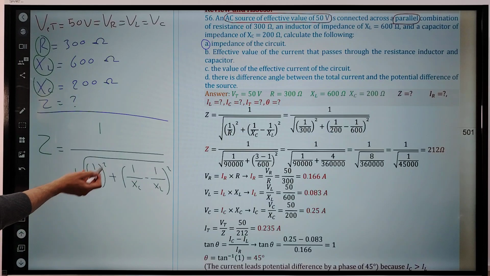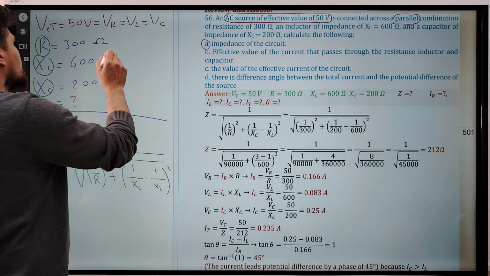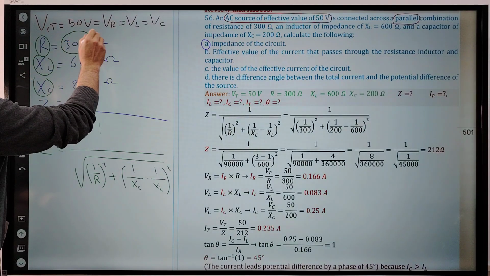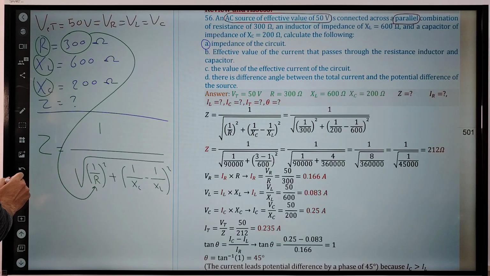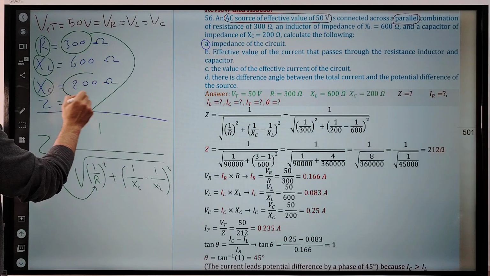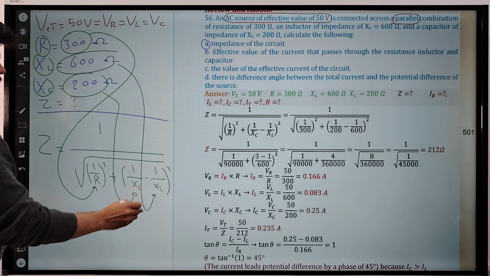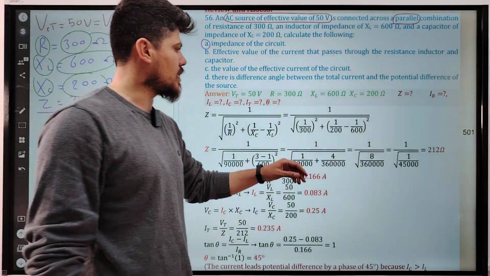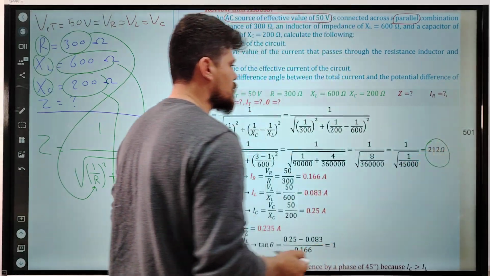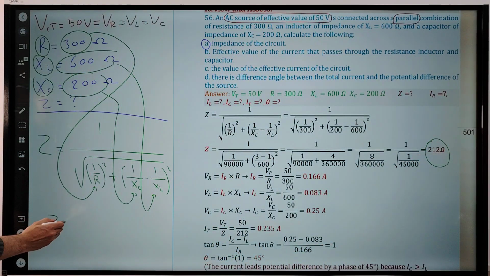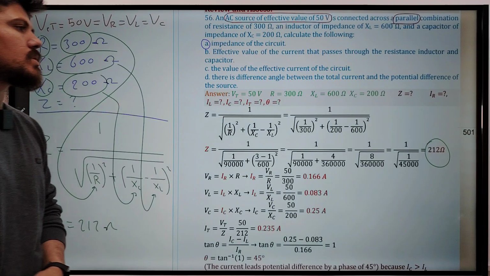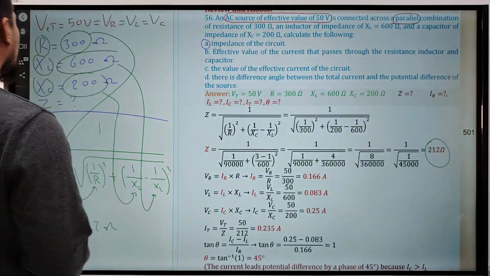Do we have resistance? Yes, it was given as 300. Replace it here. Do we have XC? Yes, 200. Do we have XL? Yes, replace into this equation. By calculator, you can find the total impedance is equal to 212 ohm. This is the total impedance in parallel connection.